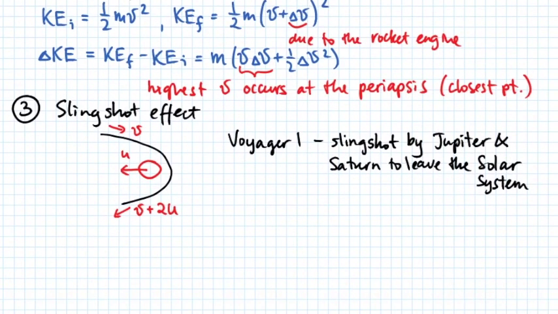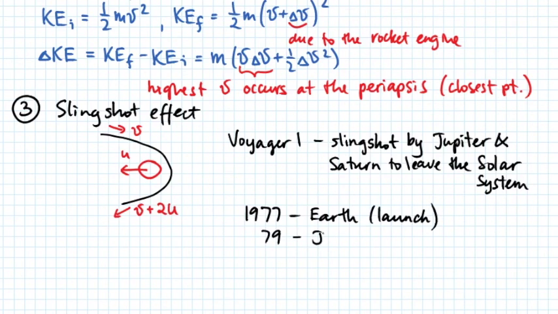Here are some of the important dates for the Voyager 1 mission. It was launched in 1977. In 79, it approached Jupiter. In 81, it approached Saturn. In both cases, it gained twice the velocity of those planets.